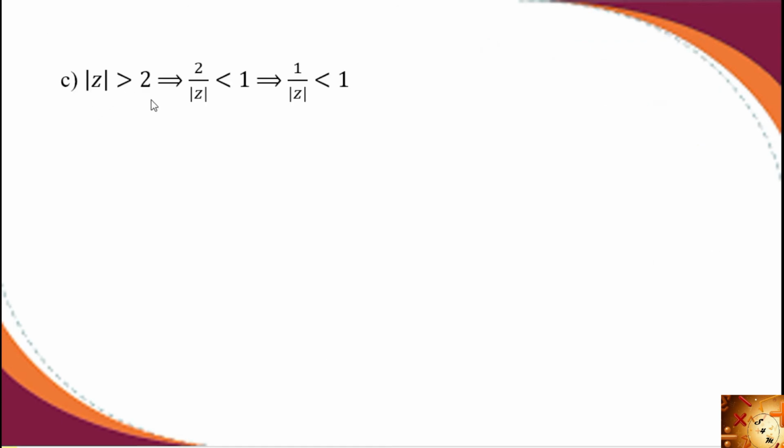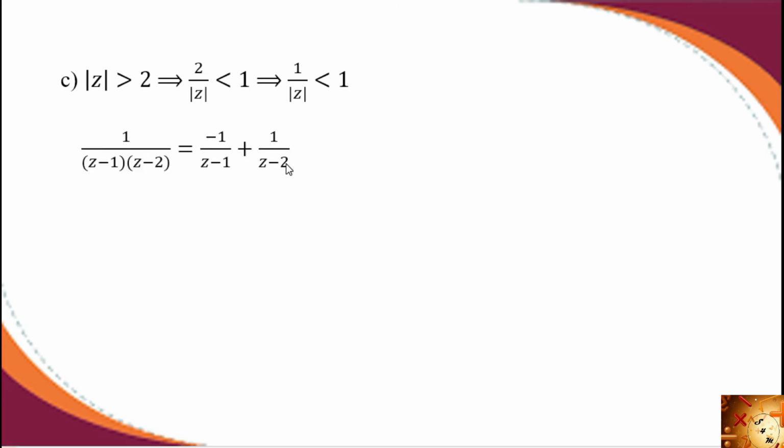Third one, mod z greater than 2, implies we can arrange mod z greater than 2 for making it in the form mod z less than 1. Okay, here dividing by z, we get 2 by z which is less than 1. If 2 by z is less than 1, then from that we get 1 by z less than 1. When 2 by z less than 1, then any number which is less than 2 satisfies the inequality. So 1 divided by mod z is also less than 1.